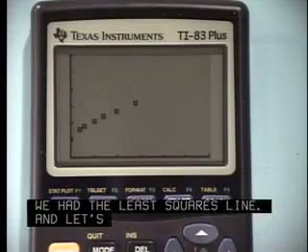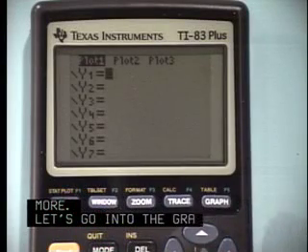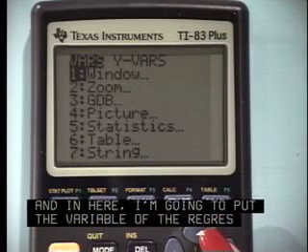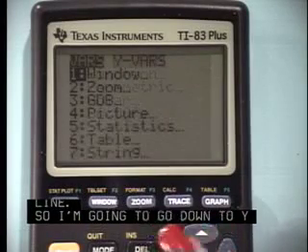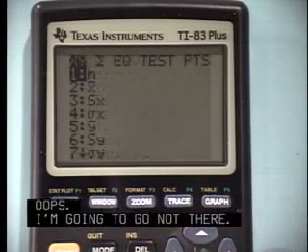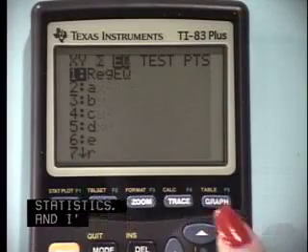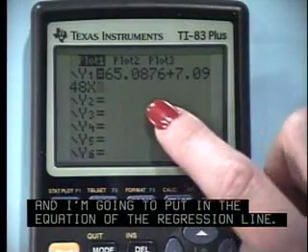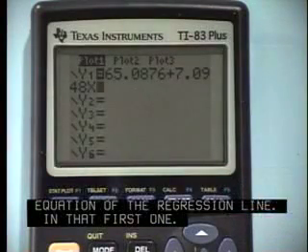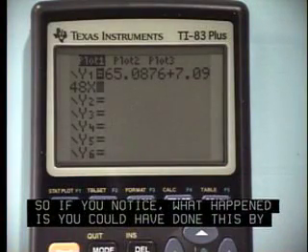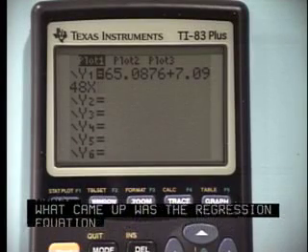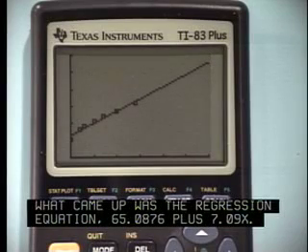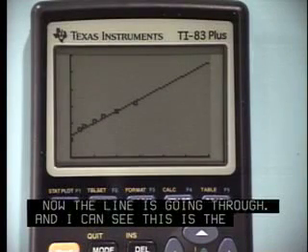Let's go into the graph, Y equals, and in here I'm going to put the variable of the regression line. So I'm going to go down to Y variables. Oops, not there. I'm going to go down to 5, statistics, and I'm going to put in the equation of the regression line in that first one. If you notice what happened, you could have done this by hand. What came up was the regression equation, 65.0876 plus 7.09x. Now the line is going through, and I can see this is the regression line, or the line of best fit.